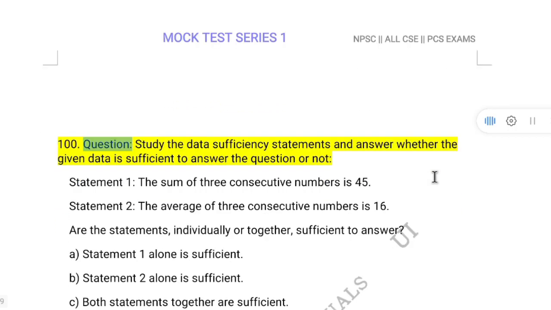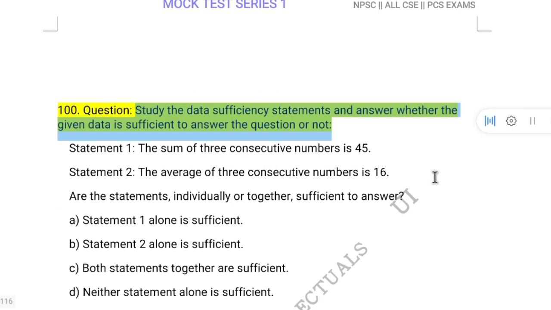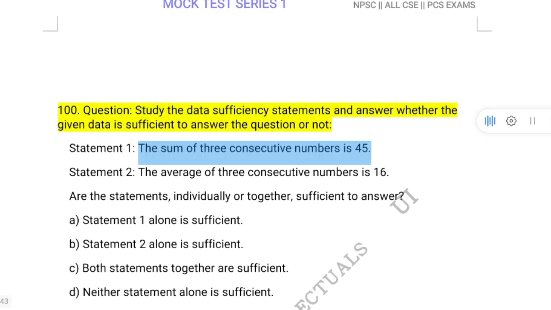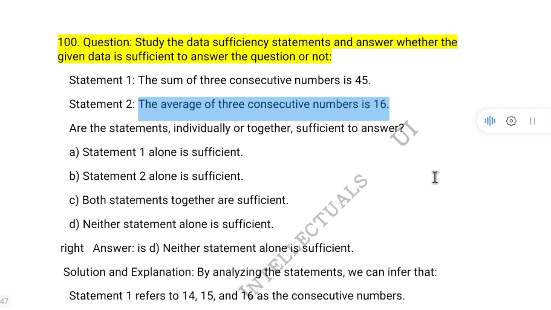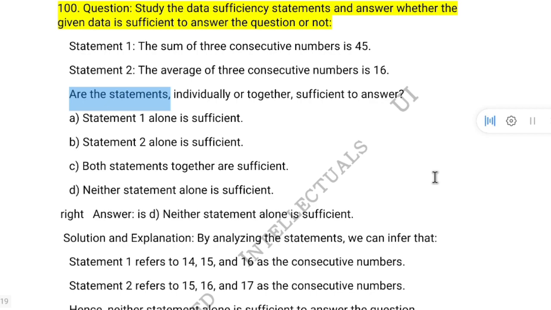100. Question. Study the data sufficiency statements and answer whether the given data is sufficient to answer the question or not. Statement 1. The sum of 3 consecutive numbers is 45. Statement 2. The average of 3 consecutive numbers is 16. Are the statements, individually or together, sufficient to answer?